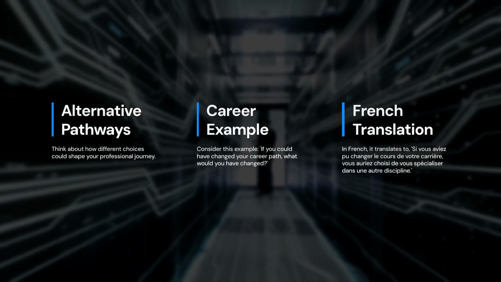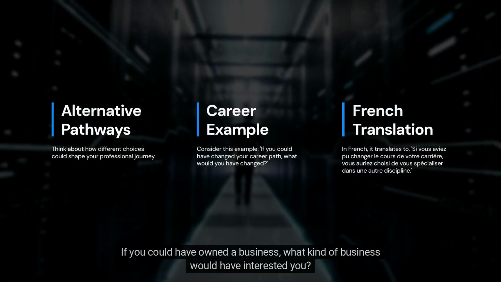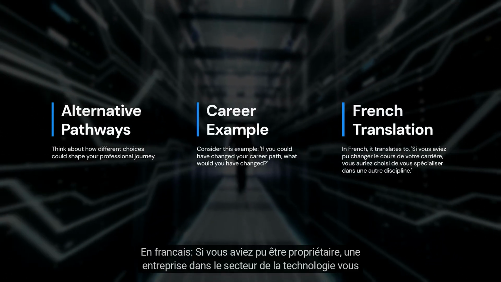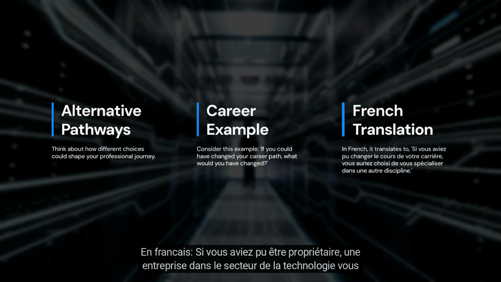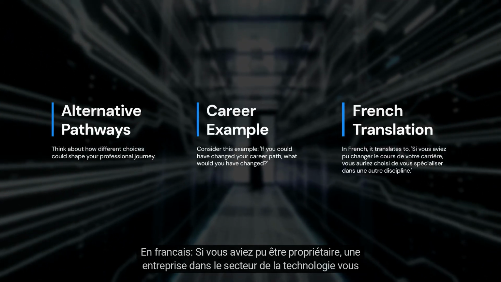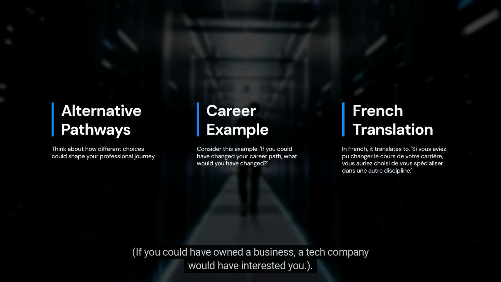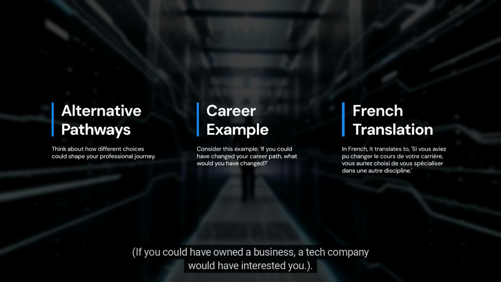Example 3. If you could have owned a business, what kind of business would have interested you? En français, si vous aviez pu être propriétaire, une entreprise dans le secteur de la technologie vous aurait intéressé. If you could have owned a business, a tech company would have interested you.